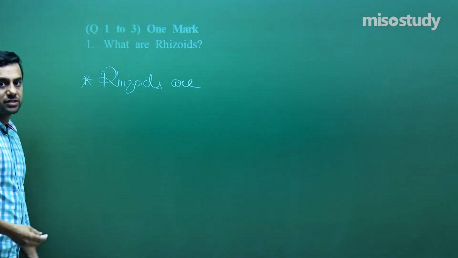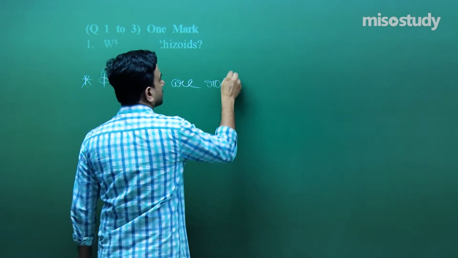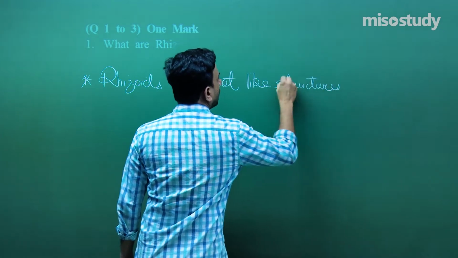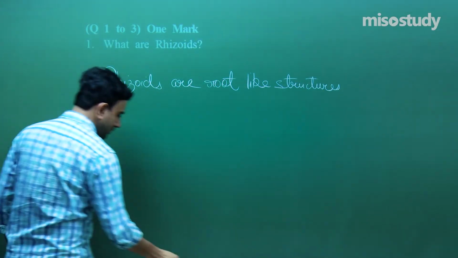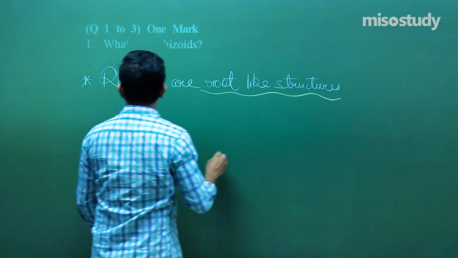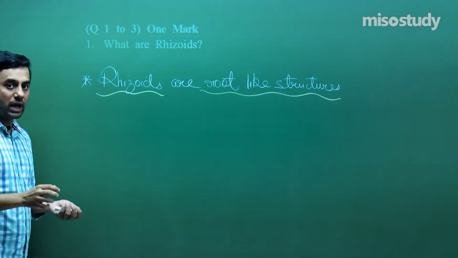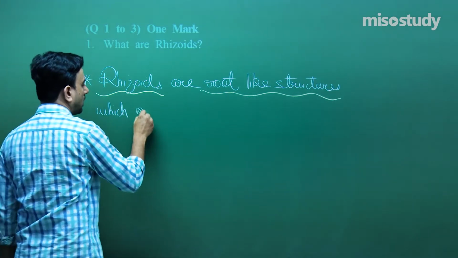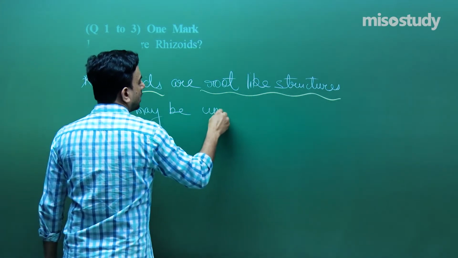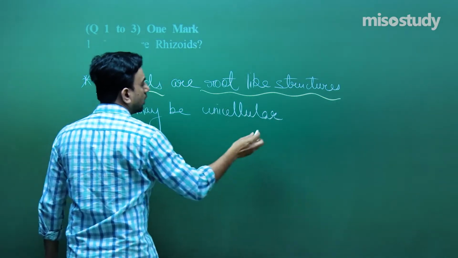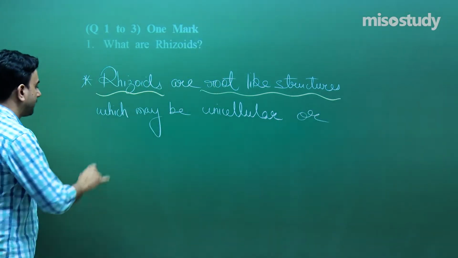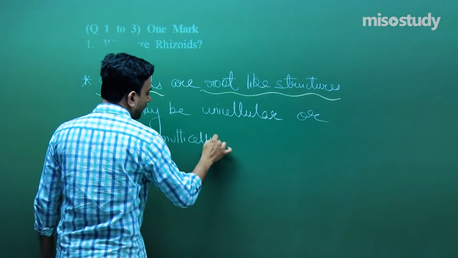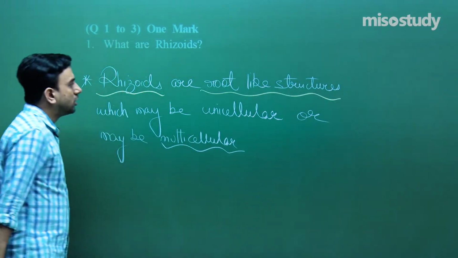Rhizoids are root like structures, which may be unicellular or may be multicellular. So, where are these rhizoids found?